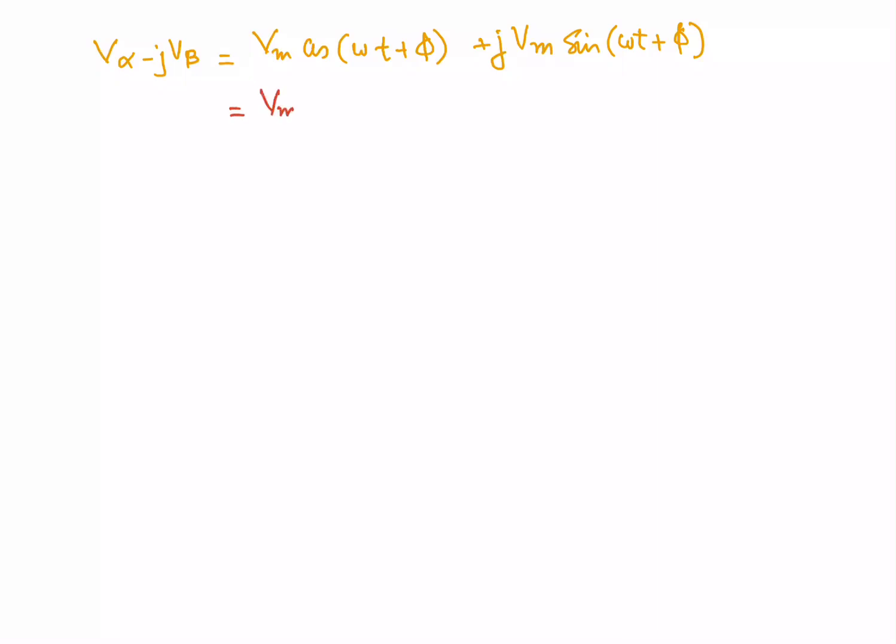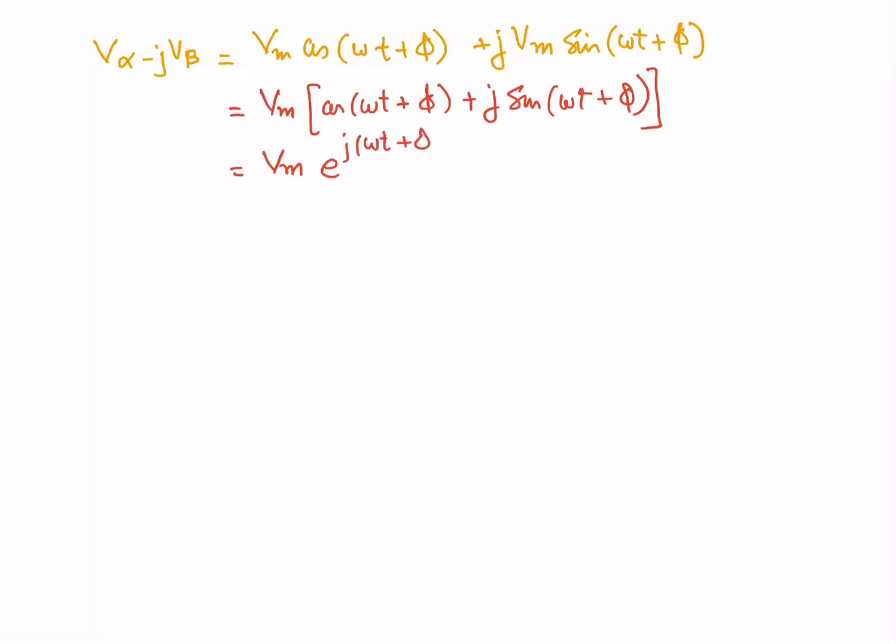So let's quickly do it. Vm into cos of omega t plus phi plus j into sine of omega t plus phi, and we can write it like that: this is Vm into e raised to the power j (omega t plus phi), right? And I can also write it like this: Vm into e raised to the power j omega t into e raised to the power j phi. So what is this phi?